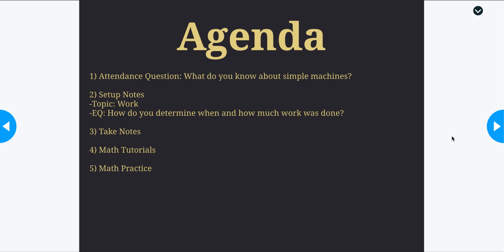After that, I want you to go ahead and set up your notes. Our topic is work, and our essential question is, how do you determine when and how much work was done? After that, we're going to take notes. After you're done with notes, there is some math involved, so I have some math tutorials posted for you that you can check out if you need some help. Otherwise, you can move on to do the math practice and check your answers on the key. So go ahead and make sure that you have completed the attendance question and have your notes set up, and then we are going to go ahead and get started.